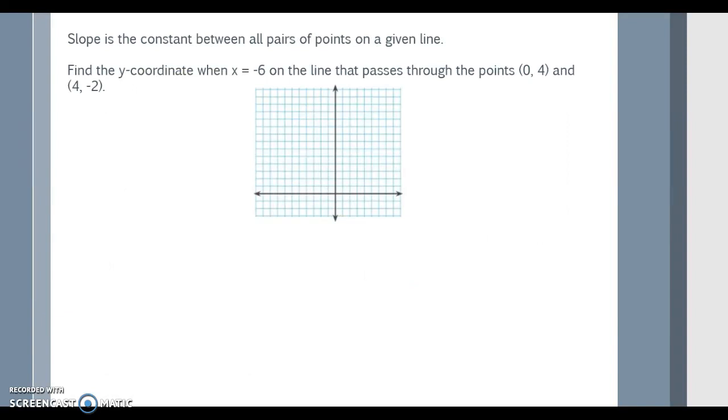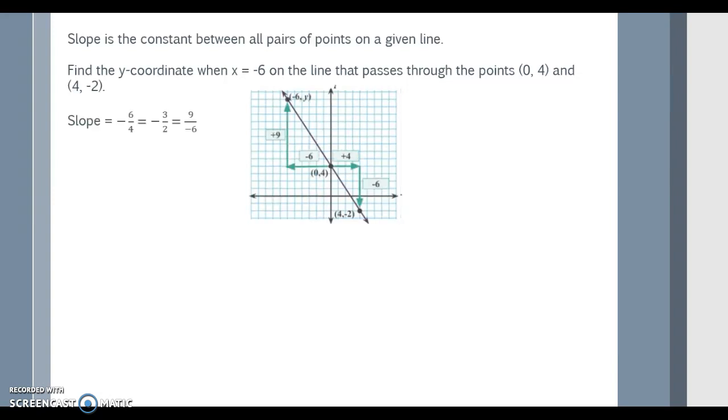Slope is the constant between all pairs of points on a given line. Find the y-coordinate when x is equal to -6 on the line that passes through the points (0, 4) and (4, -2). So I can plot my points (0, 4) and (4, -2). I can see that the slope means that we're falling from one point to the next, negative down 6 to the right 4, which is equivalent to -3/2, or also equivalent to up 9 to the left 6, as we can see with our triangles.